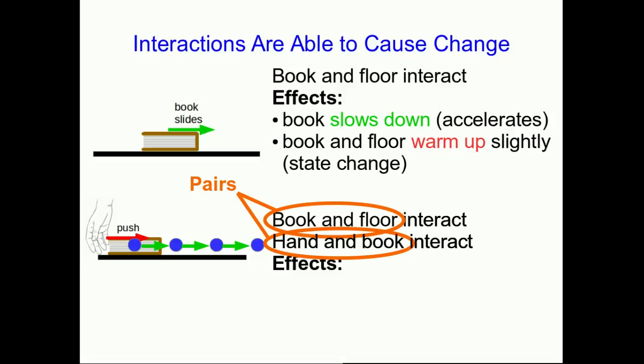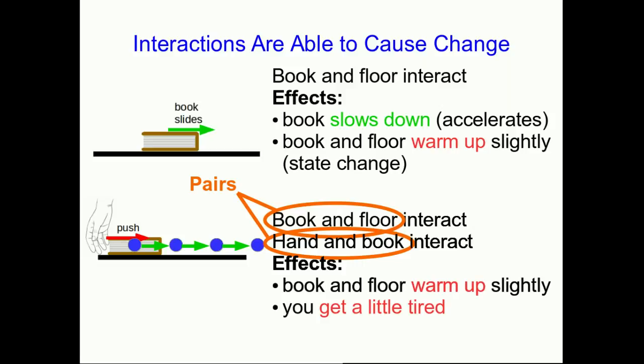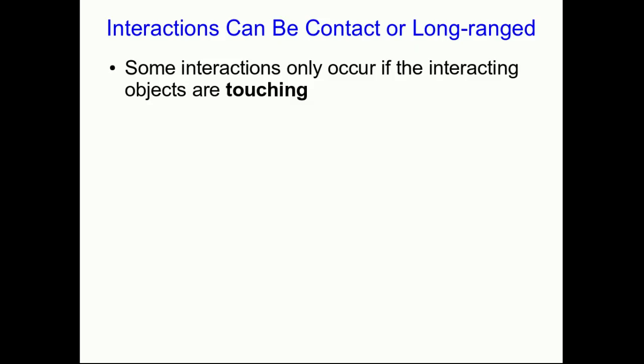Now, the book isn't accelerating at all. It's moving at a constant velocity, but there are still changes. The book and the floor warm up slightly, again, because of that interaction between them, the friction. And if you push for long enough, you get a little tired, also because of the interaction between you and the book. Some interactions only happen if the interacting objects are touching each other.